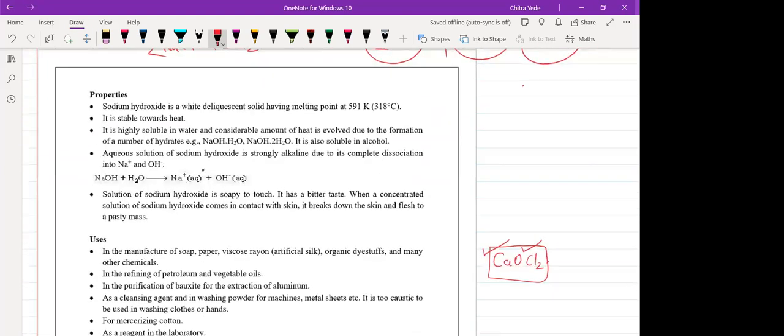Now its properties. Sodium hydroxide is a white deliquescent solid having melting point 591 Kelvin, means 318 Kelvin. Beta, what is the meaning of deliquescent? Who will tell? Nityasri? What is the meaning of deliquescent?